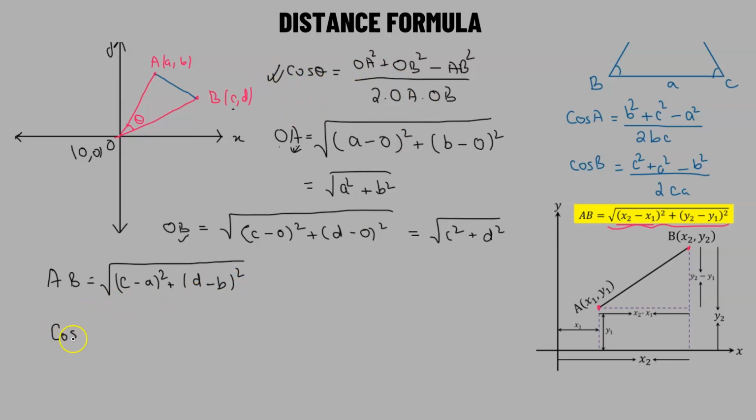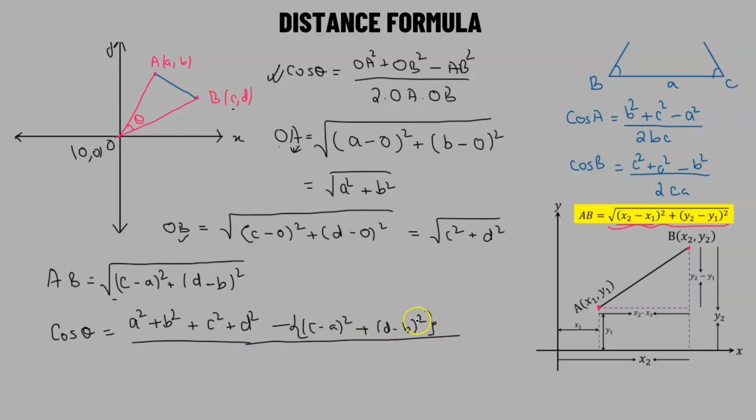So we have cosine of theta equals, so we need OA squared. We have OA, which is the square root of a squared plus b squared. If we square it, the square root sign goes away, so we have a squared plus b squared. This will be added to OB squared, which is simply c squared plus d squared. From it, we subtract AB squared, which is simply c minus a whole squared plus d minus b whole squared. This will be divided by 2 times OA, which is the square root of a squared plus b squared, multiplied by OB, which is the square root of c squared plus d squared.